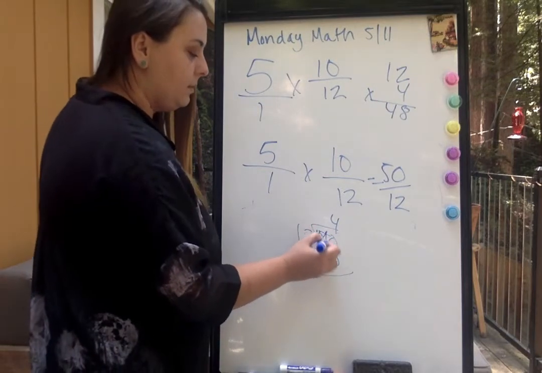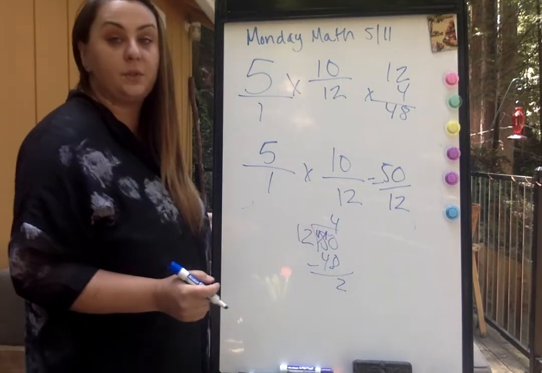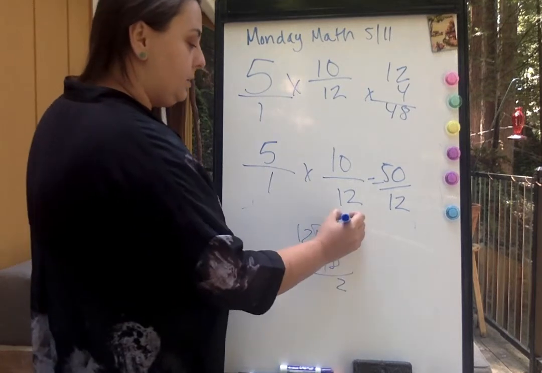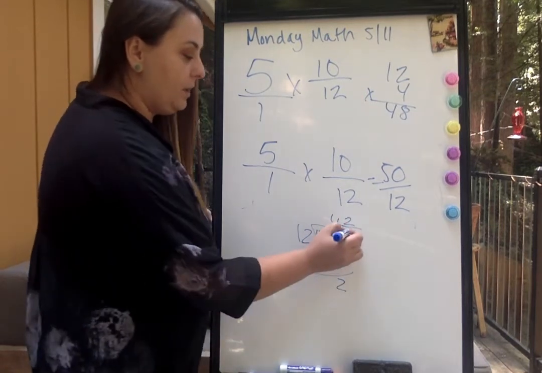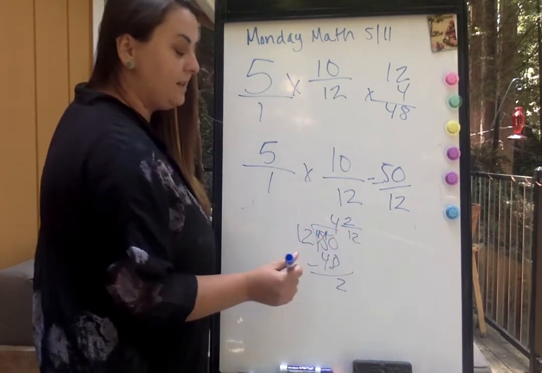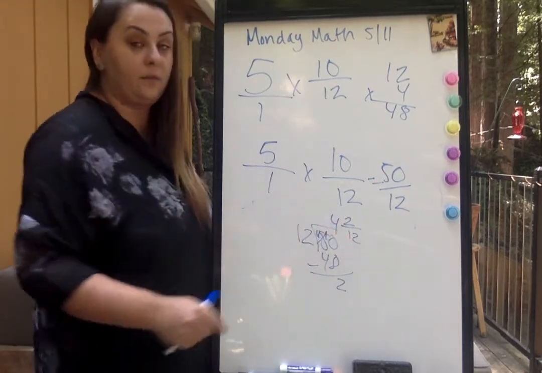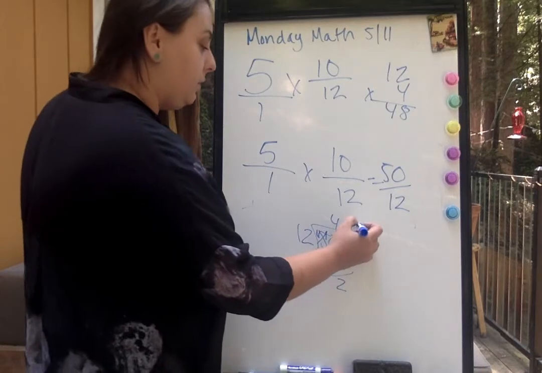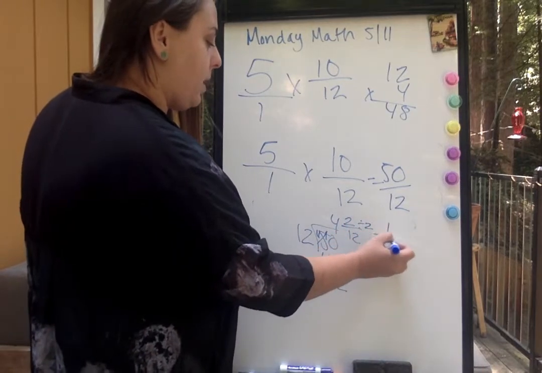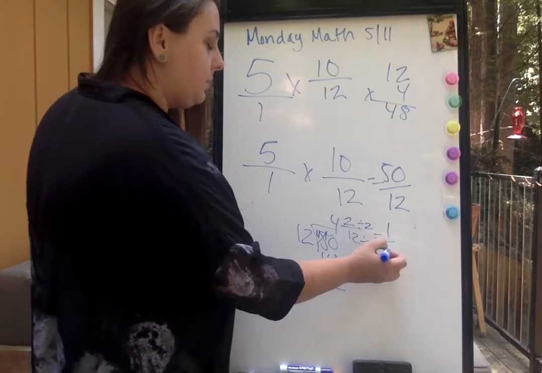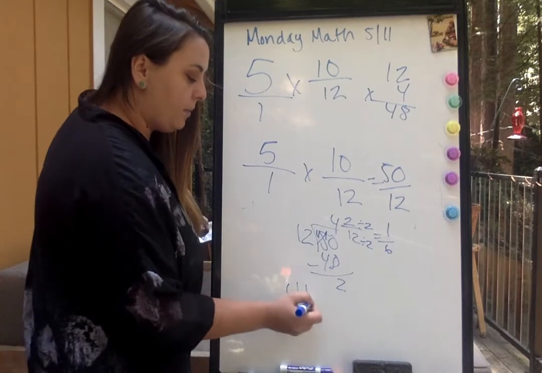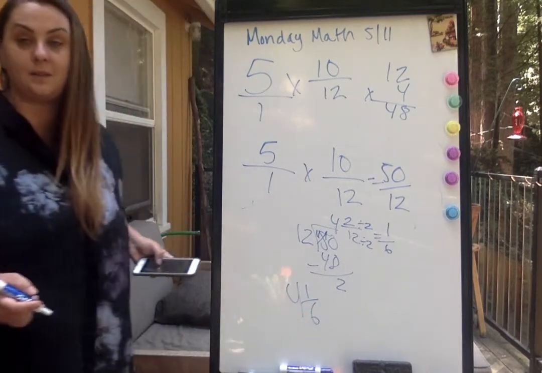subtract. Remainder 2. 2 becomes your new numerator. Your denominator stays the same. Now think, can you reduce this 2 twelfths? You can. 2 divided by 2 is 1. 12 divided by 2 is 6. Total should be 4 and 1/6.